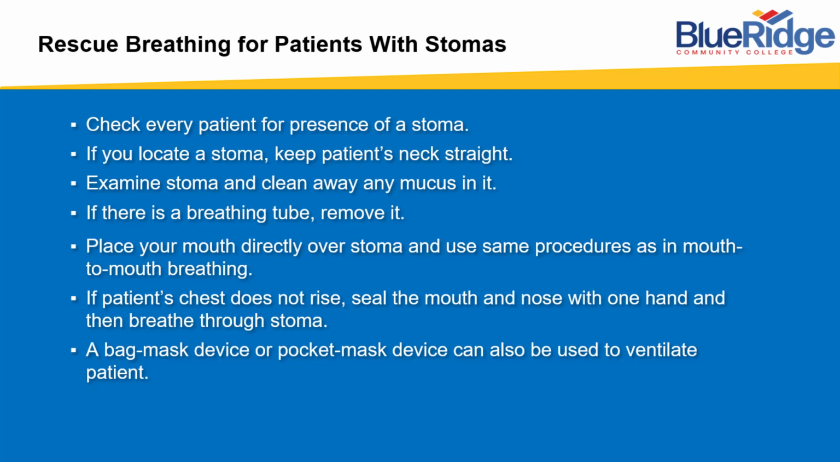Using a bag valve mask or a pocket mask device on a patient with a stoma is very similar. You just take the mask itself, cover the front anterior portion of the patient's throat, making sure that you're actually covering the stoma, and then ventilate. If you have no chest rise or fall, you can try covering their mouth and their nose with your free hand to try to stop air from escaping back out through their mouth or nose.